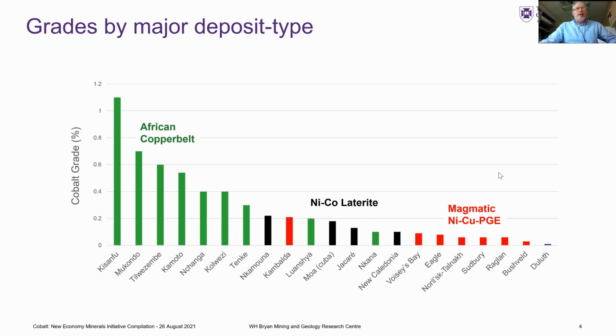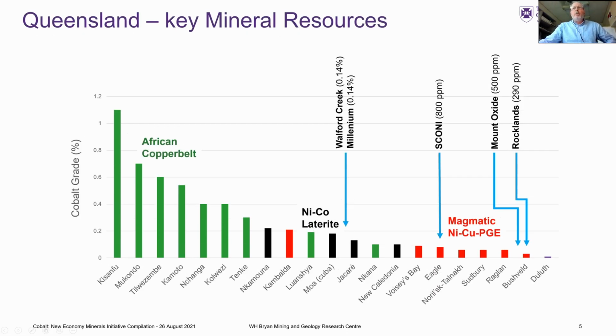It's interesting to see what happens with the known Queensland mineral resources. Walford Creek and Millennium are sitting at the top of the grade in Queensland, both at 0.14% cobalt. Then you go down through Scone, the nickel-scandium-cobalt laterite, and then you get into Mount Oxide and Rocklands, which sit at the bottom end of that scale. Those are the Queensland mineral resources that are known, and that's where they sit in terms of grade.